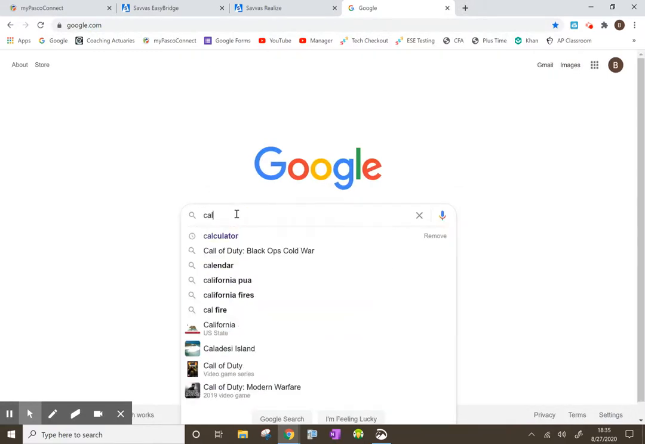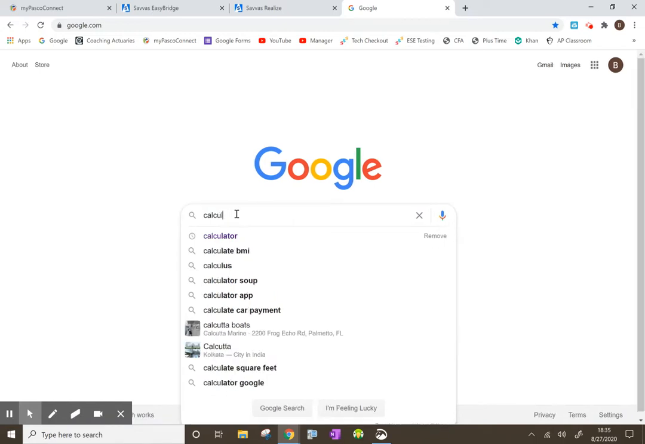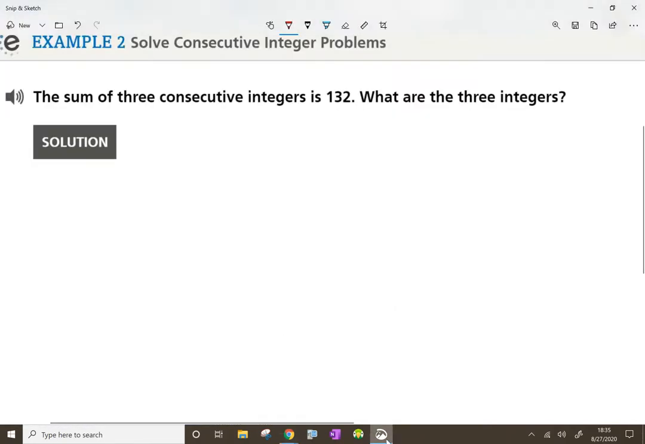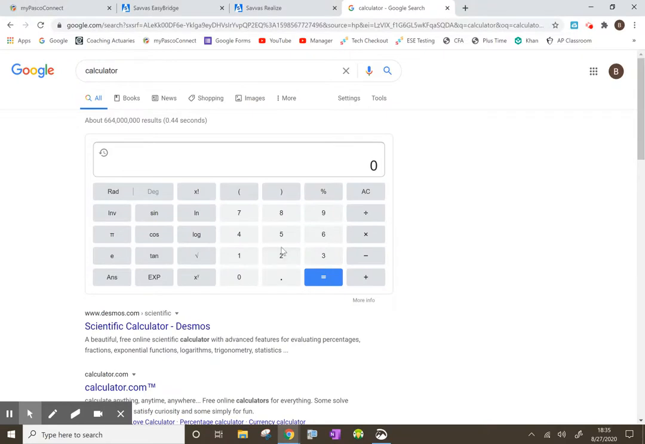But you could, in all honesty, just pick 3 numbers and see if you can get them to add up to, what was it again? 132. So let's see. What if I tried 42 plus 43 plus 44? What if I did those consecutive integers? I end up with 129, so I went too high, right? So maybe let's take it down a notch. What if I tried maybe 40 plus 41 plus 42?